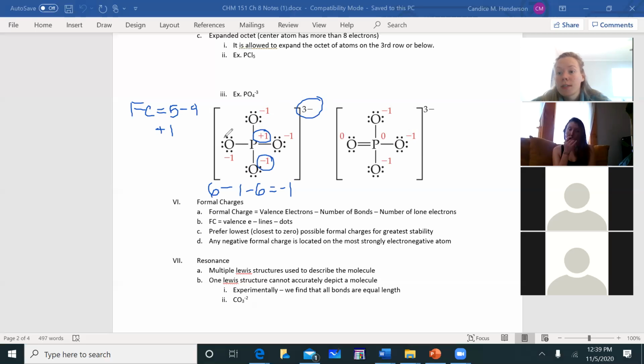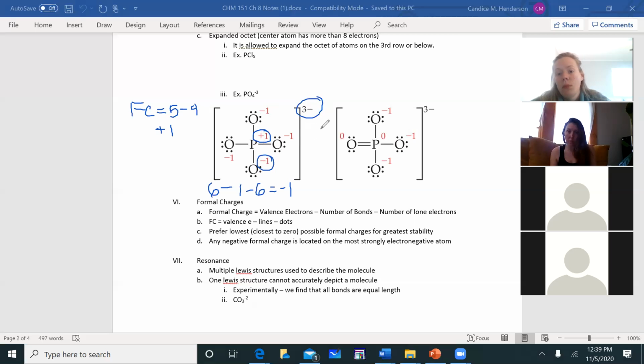So if the overall charge is 0, your negatives need to equal your positives. In this case, the overall charge is a negative 3. So I've got plus 1, and then I've got negative 1, negative 2, negative 3, negative 4. So plus 1 and a negative 4 gives me the negative 3. So you always want to make sure that your formal charges add up to whatever that charge is.